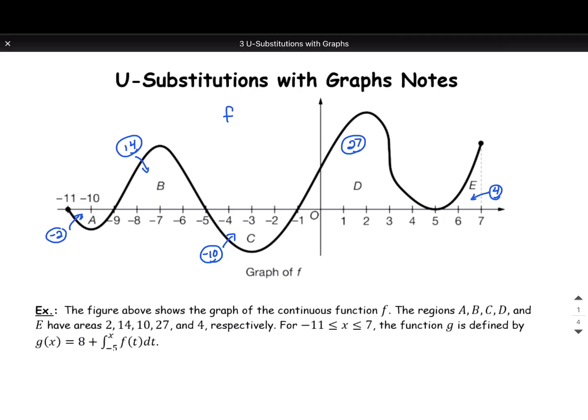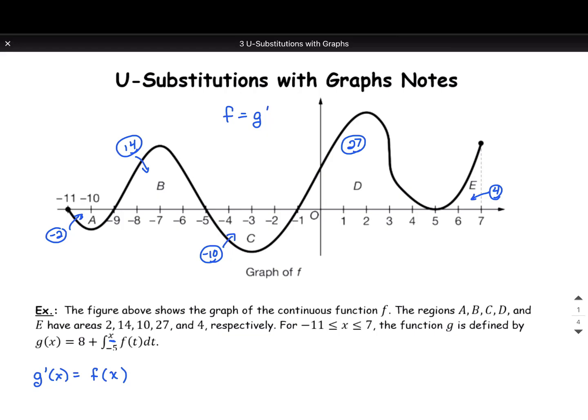For the open interval from -11 to 7, the function g is defined by g of x equals 8 plus the integral from -5 to x of f of t dt. Now, before I go any further, whenever I see something like this, I automatically think, wait a minute, if g of x is that, what is g prime of x? Well, the derivative of 8 is 0, and the derivative of the integral is the function evaluated at the upper limit times the derivative of that upper limit, which is 1. So we know that g prime of x is f of x. That means that this graph of f is also the graph of g prime. That's going to be important to know, okay?